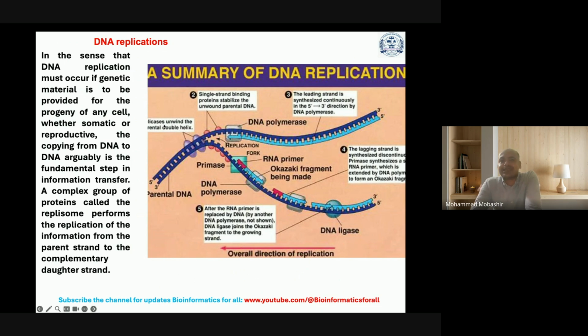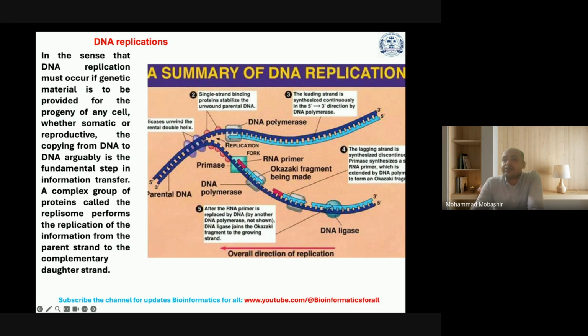For example, helicase unwinds the parental double helix. This is the enzyme, and this is the parental double helix. You can see here the 5 prime to 3 prime and 3 prime to 5 prime strands. Then the second step is single strand binding proteins, which stabilize the unwound parental DNA.